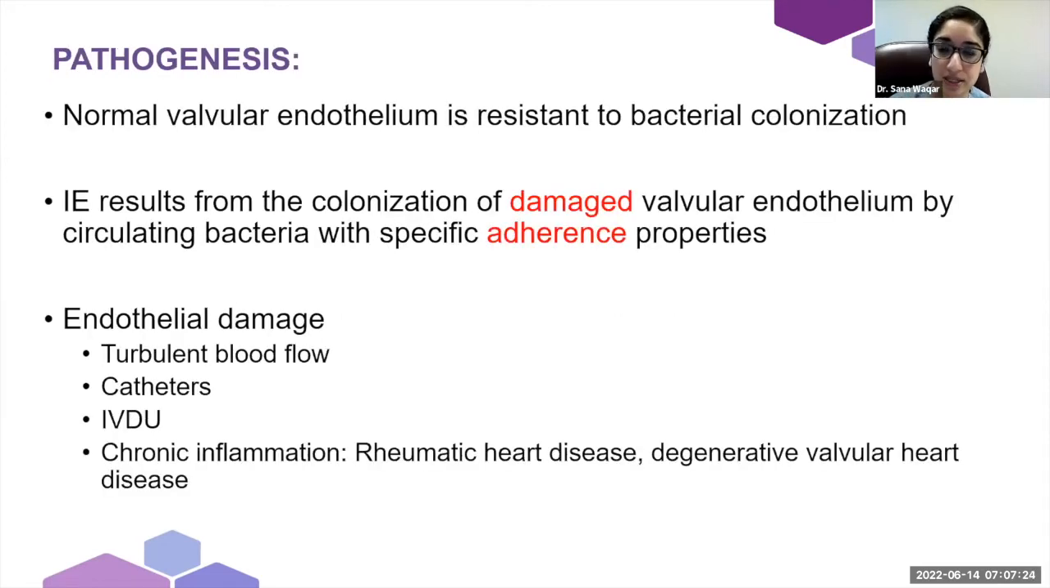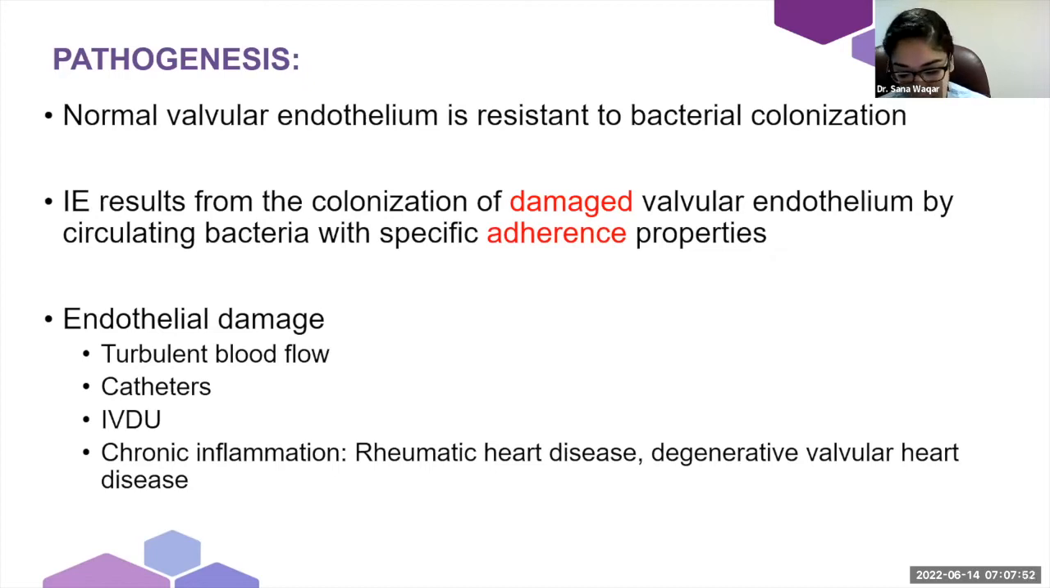So pathogenesis, how does this develop? Normal valvular endothelium or endocardium is resistant to bacterial colonization. What that means is that, for example, in an animal model, if you have an animal with a very healthy valve endothelium, endocardium, and you give them transient bacteremia, they will not end up having infective endocarditis. So what you need is the perfect storm.